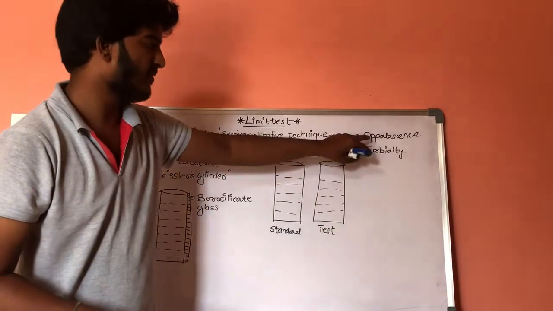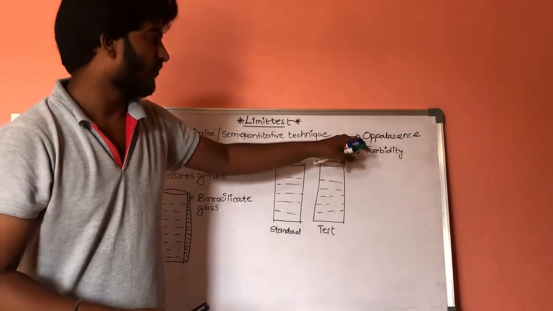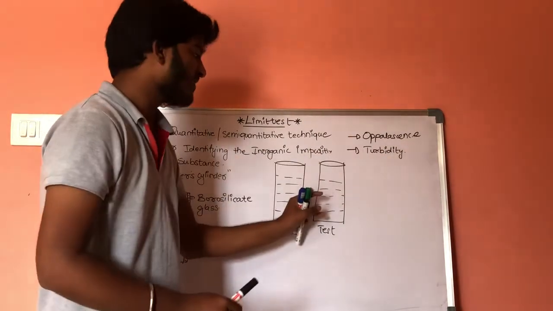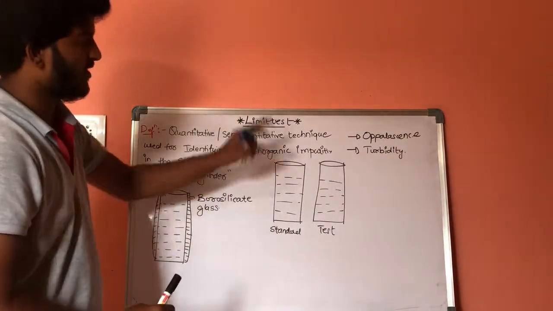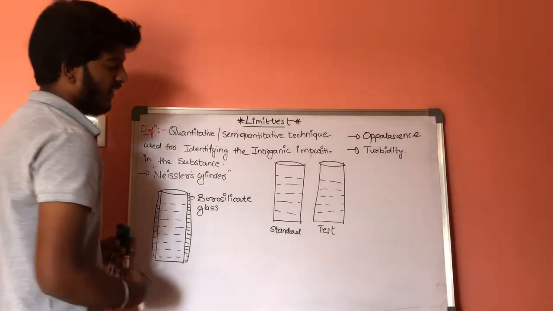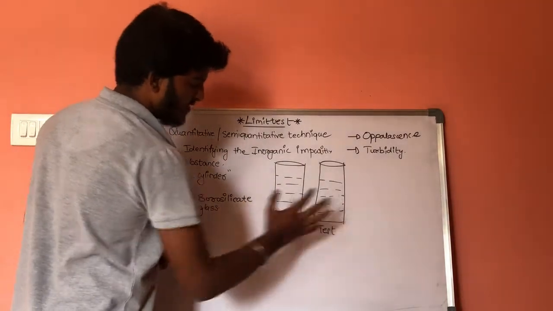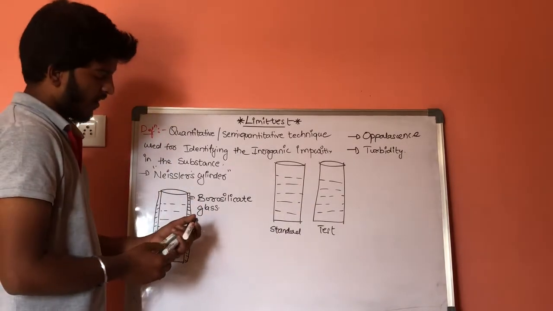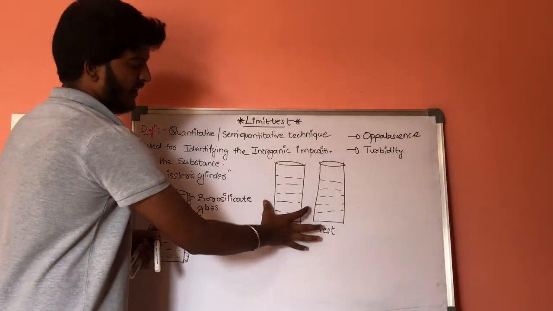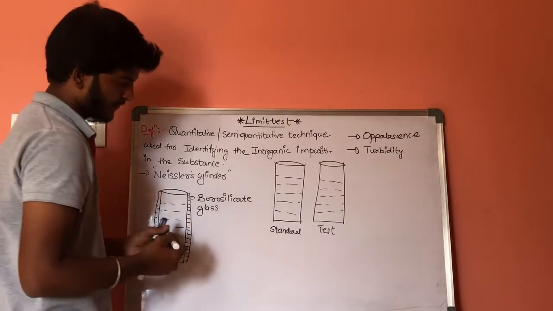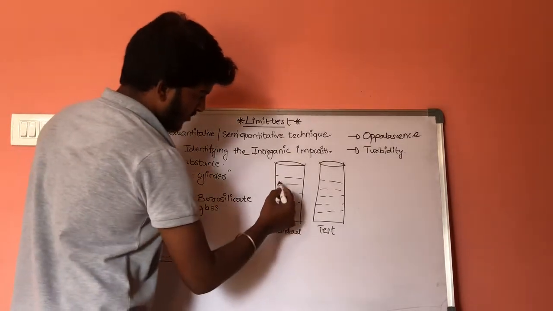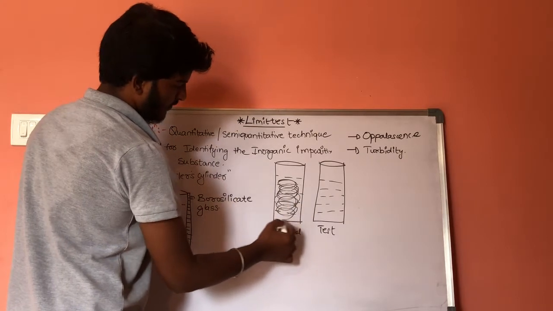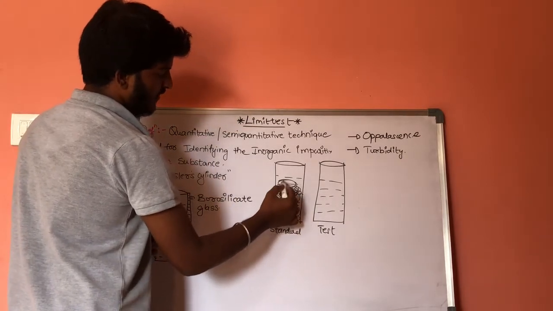What is opalescence? Opalescence is the ability to pass the light intensity from one side to the other side. Now let us consider this is one standard and this is test solution. If there is any precipitate which is formed here, or else it undergoes any turbidity, the solution will become dark. The standard one will become dark.